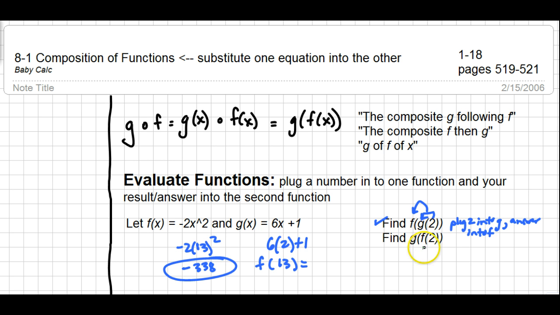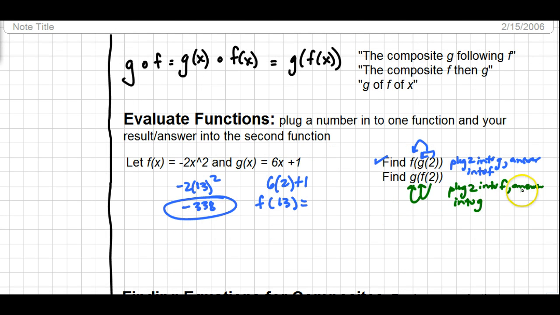Let's see if we go in a different order if that gets us a different result. This time we're going to plug 2 into f and then our answer into g. So let's write that out. So if I plug 2 into f and then my answer into g, let's see what happens. This time I'm going to focus on f, and I'm going to write 2 times 2, because I'm substituting that in for x, squared. 2 squared is 4, 4 times negative 2 is negative 8. Now I'm going to do g of negative 8. So I'm going to plug negative 8 into the g function.